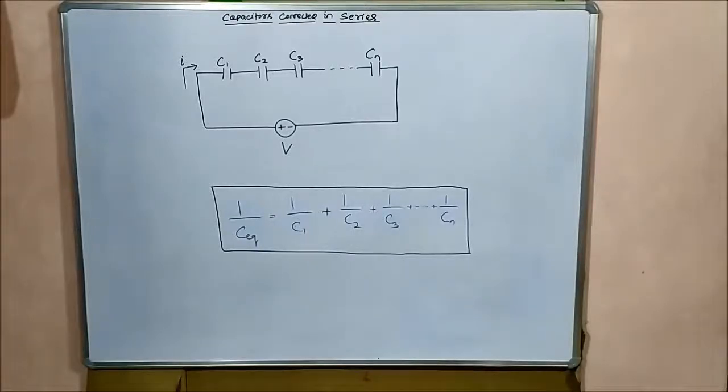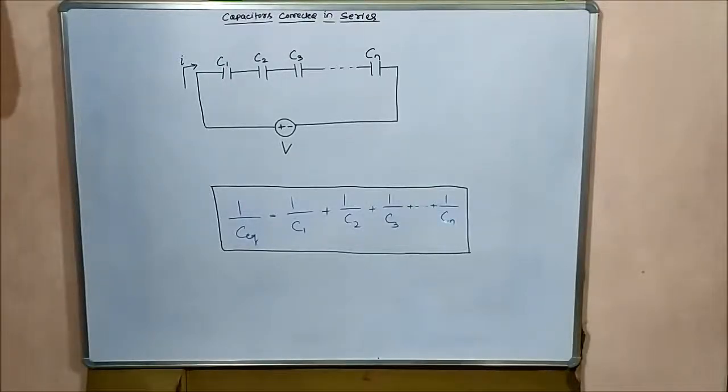Now, the equivalent capacitance or the total capacitance of this combination of n capacitors is given by this expression: 1 by C equivalent, where C equivalent is the total capacitance of this combination, is equal to 1 by C1 plus 1 by C2 plus 1 by C3 plus up to 1 by Cn, if there are n number of capacitors. So it is the reciprocal of the individual capacitances. They are connected in series, but the expression is like this.